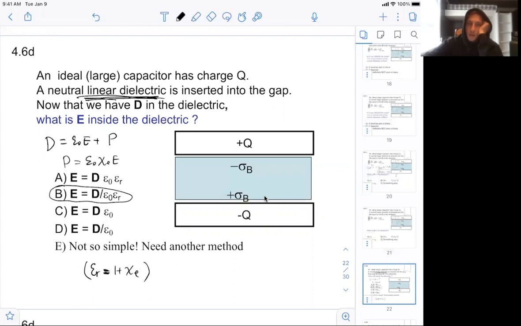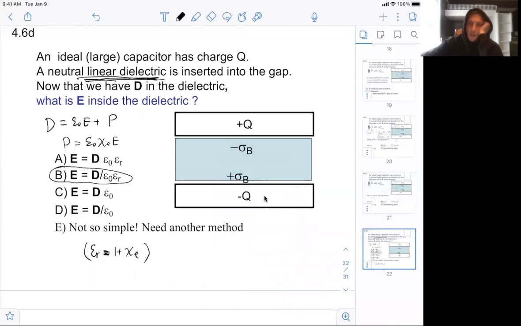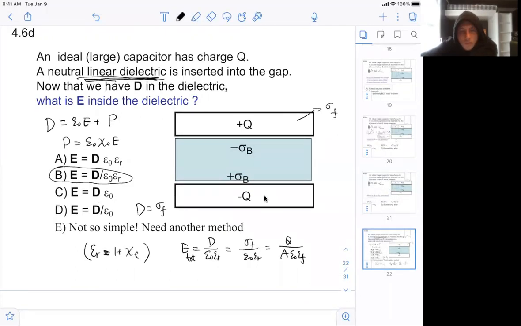And we found our D to be, let's add our D in this picture, calculated to be sigma free. So E is now D over epsilon naught epsilon R, which is sigma free over epsilon naught epsilon R. So this is the E field inside the dielectric, and that is E total. If you wanted to represent sigma using Q, it's Q over area, and it is pointing in, let's call this the Z direction.